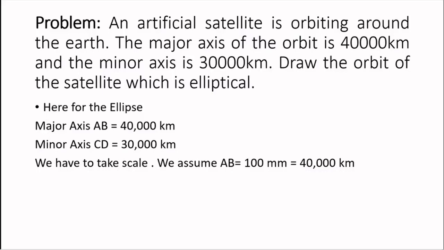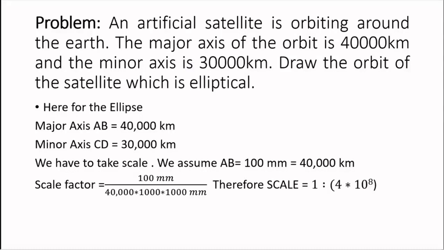We assume that AB, that is the major axis of 40,000 kilometers, to be 100 mm in our drawing. So we'll assume 40,000 kilometers to be represented by a 100 mm long line, that is 10 centimeters. Okay, so if I take 100 mm on the drawing for a length of 40,000 kilometers, I have to find the scale factor or the scale, the reducing scale value.